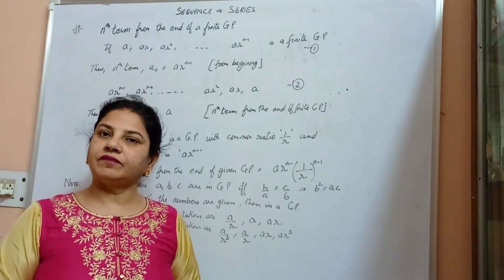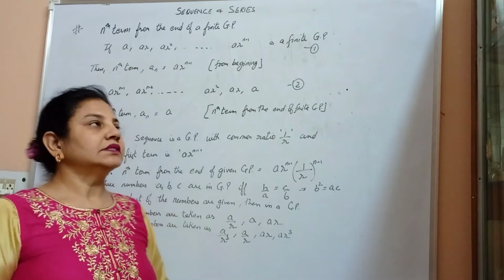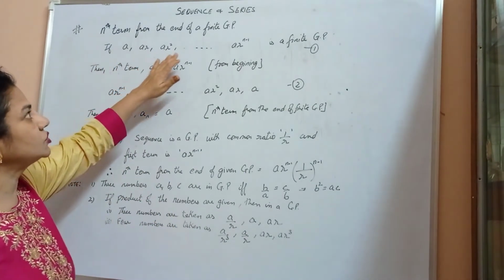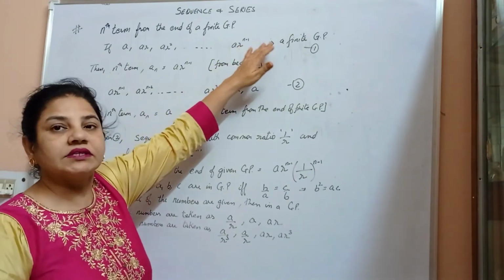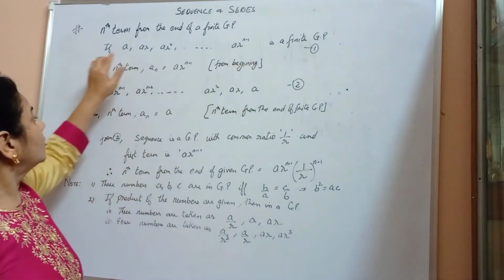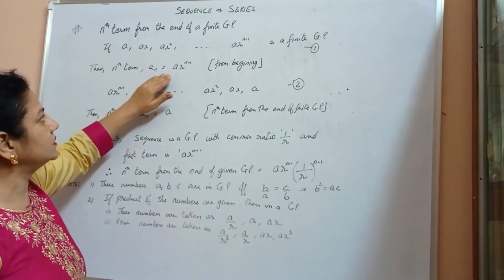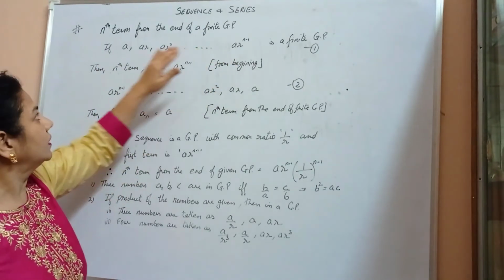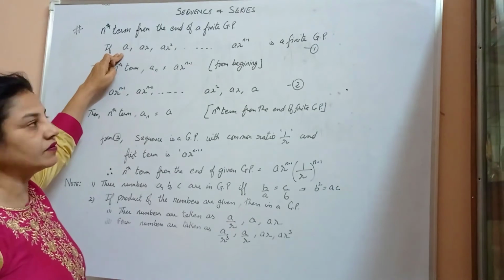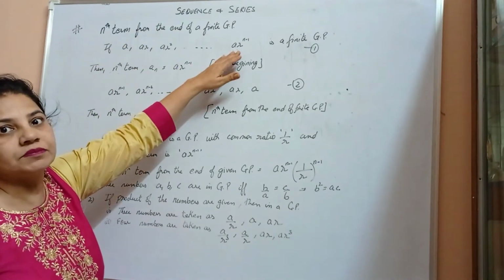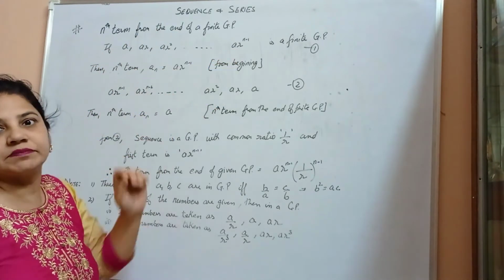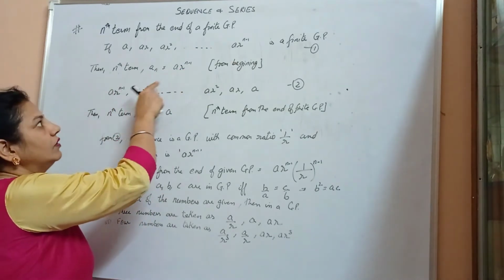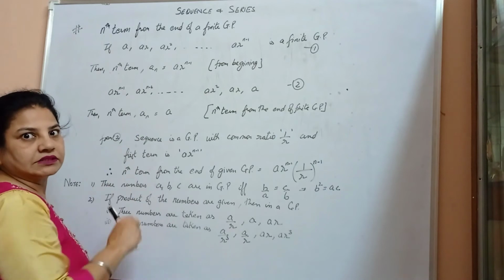Nth term from the end of a finite GP. Say the GP is given as a, ar, ar square and so on, ar to the power n minus 1, a finite GP. Then the nth term will be an equals ar to the power n minus 1 from the beginning of this GP. Here a is my first term, and clearly ar to the power n minus 1 is my nth term.